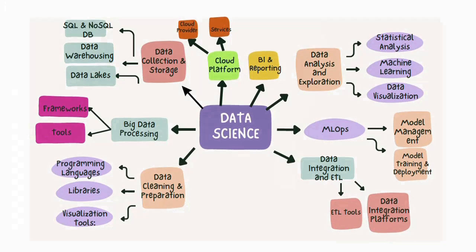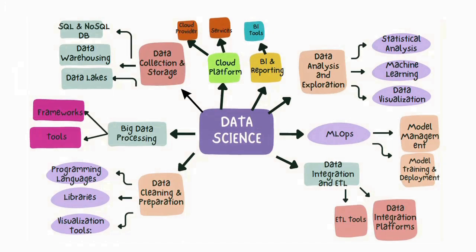Next category, we have BI and reporting. Business intelligence and reporting tools help for visualizing the data, generating insights, and enabling data-driven decision making within organization. The best BI and reporting tools we have are Tableau, Microsoft Power BI, MicroStrategy, Looker, IBM Cognos Analytics, and Domo.